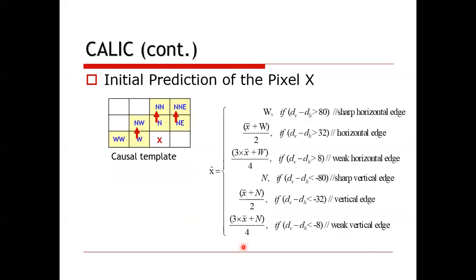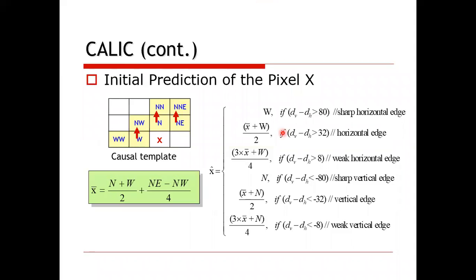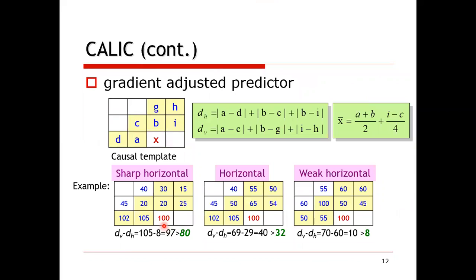97 is greater than 80 according to the pseudocode. If dv minus ds is greater than 80, then we will pick up w as the predicted value of the given pixel x. So what is the predictive value of the given pixel 100? It becomes w. What w?